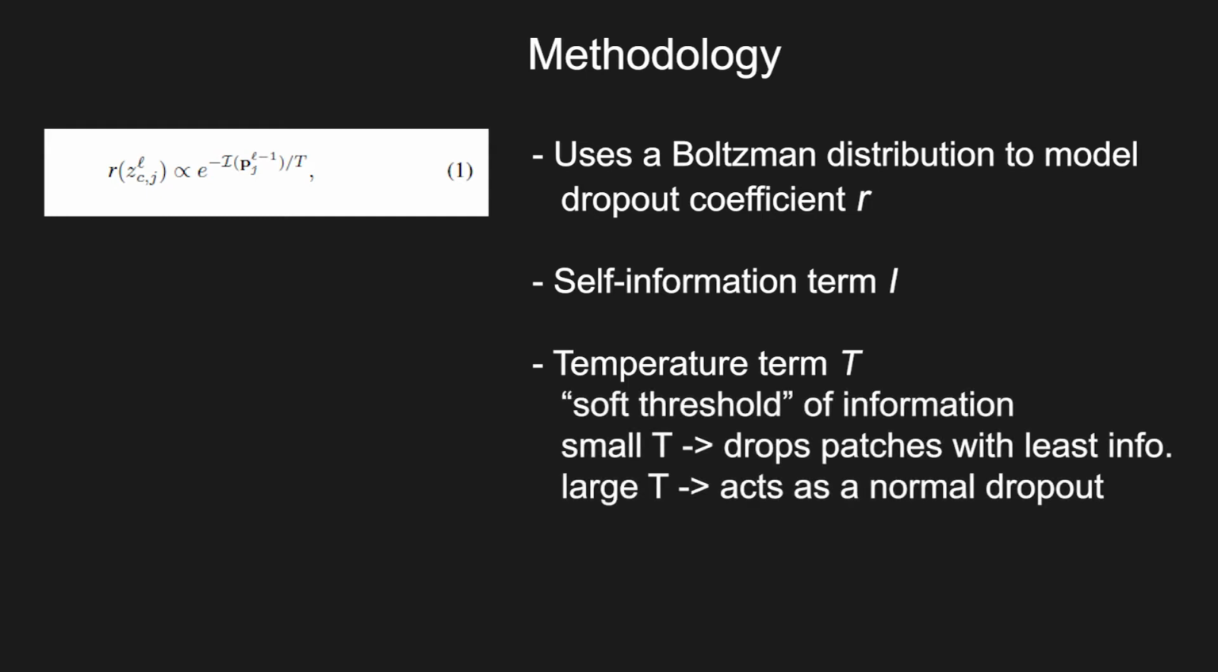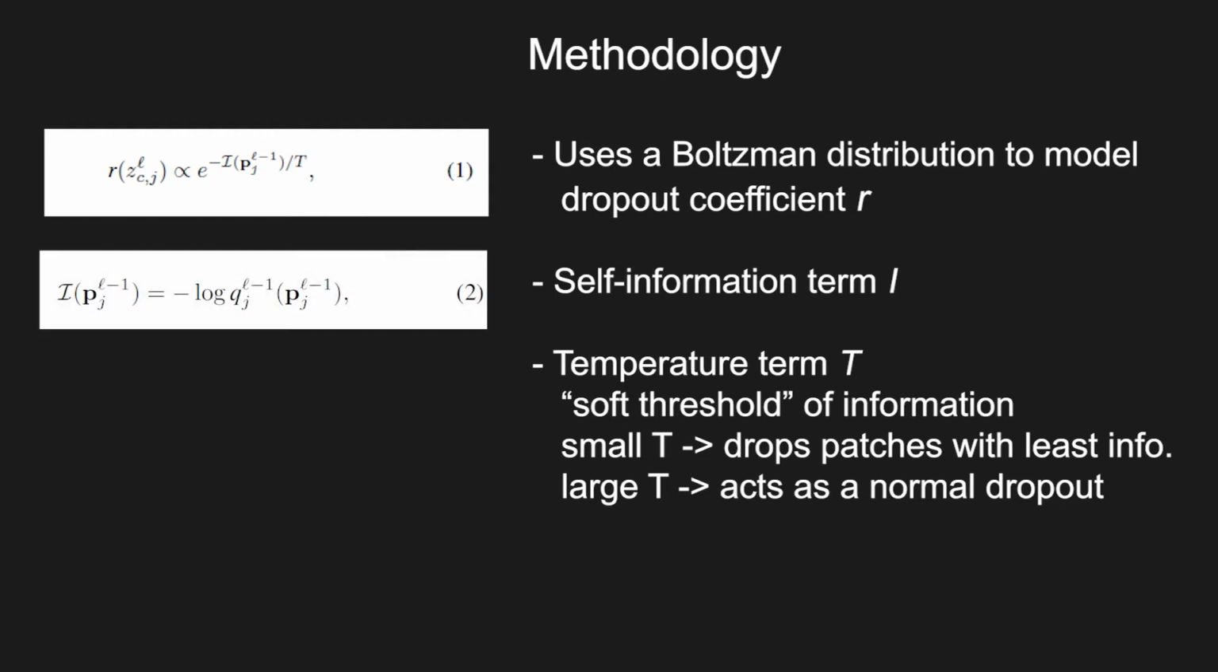The temperature T serves as a soft threshold of information. When the value of T gets small, the threshold lowers, and only patches with the least information will be dropped. On the other hand, if T goes to infinity, all neurons will be dropped with equal probability and the whole algorithm becomes regular dropout.